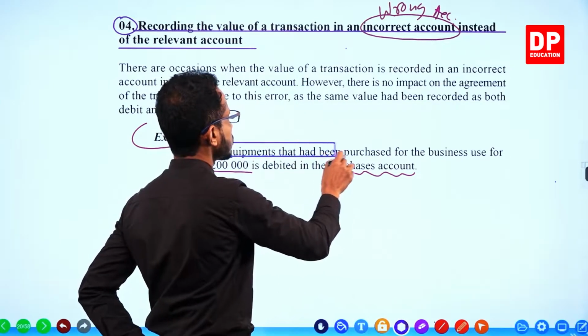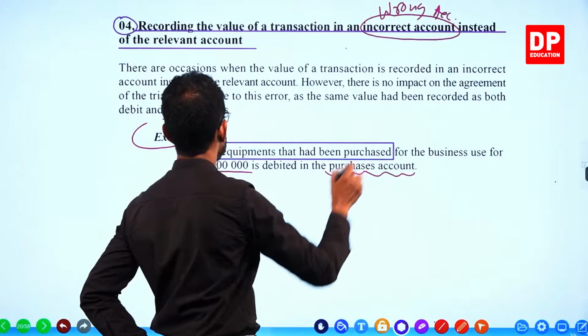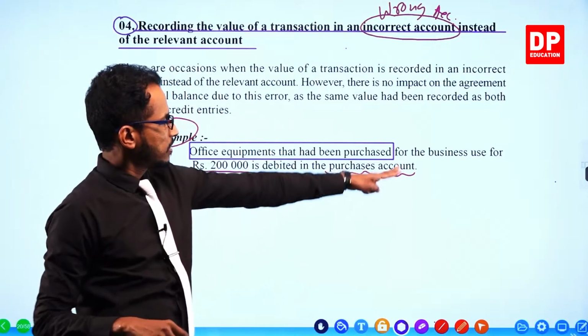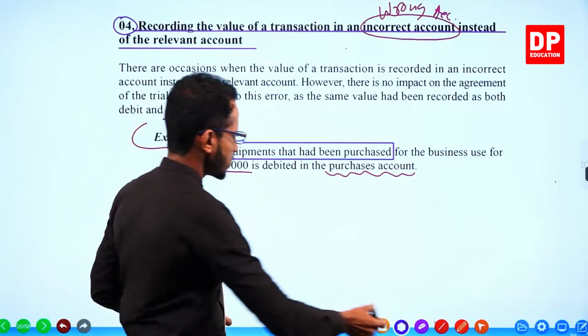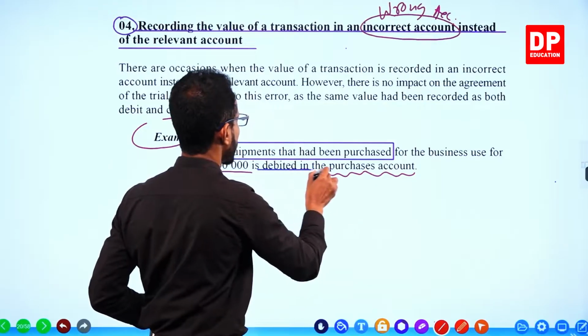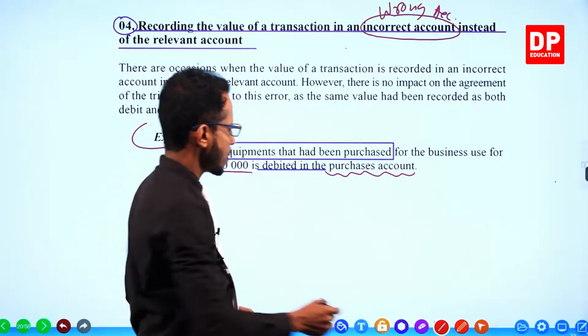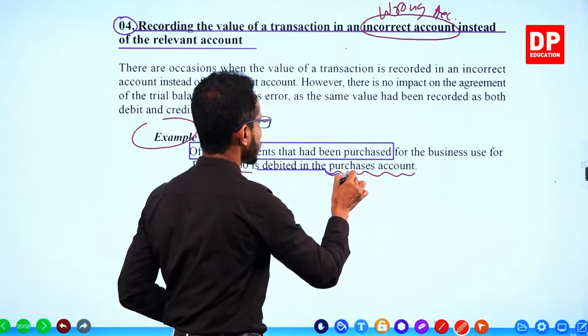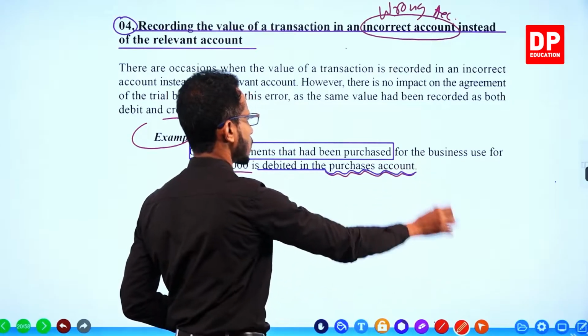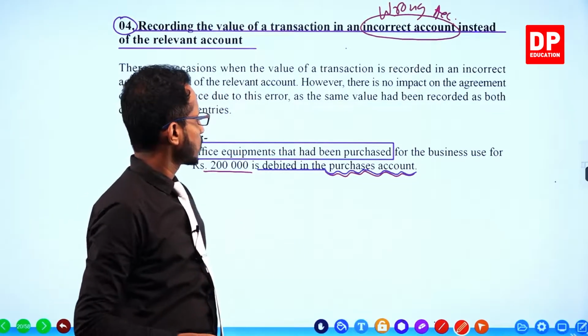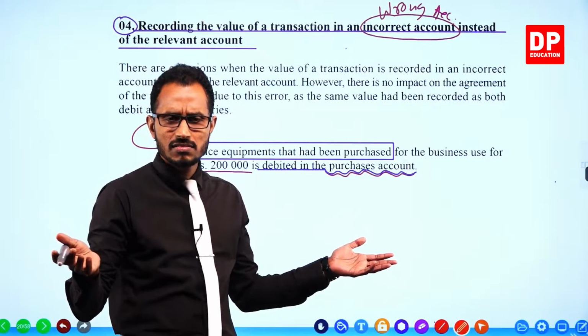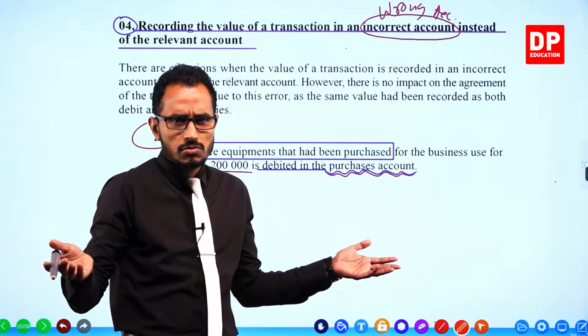Office equipments purchased. Then it is debited in the purchases account. Yeah, right. So what's wrong with it?